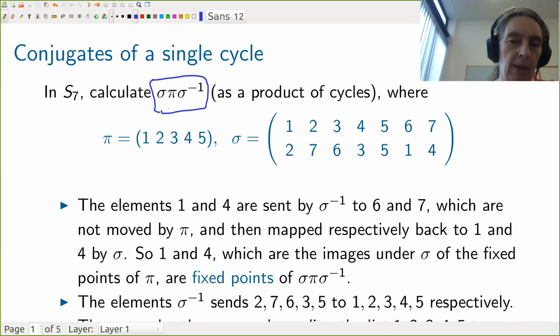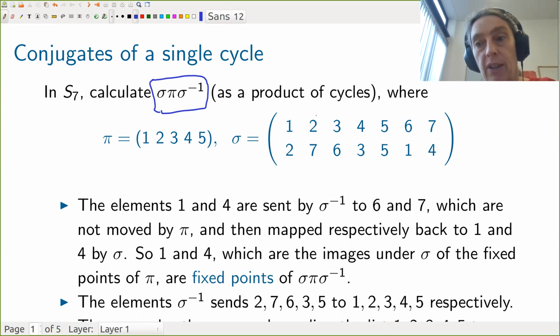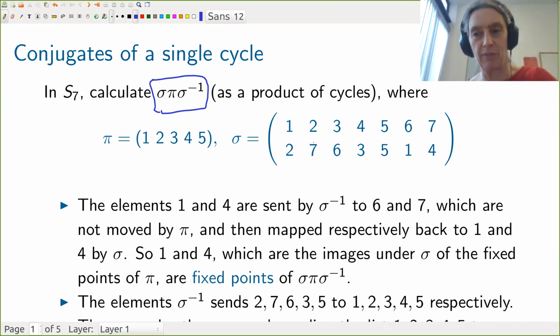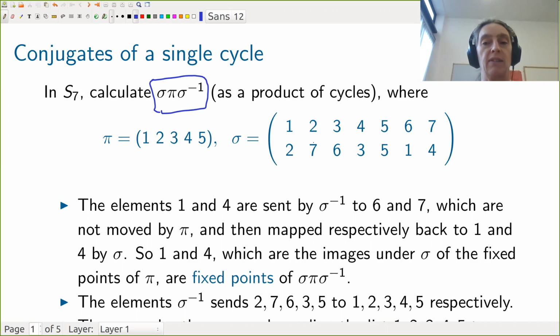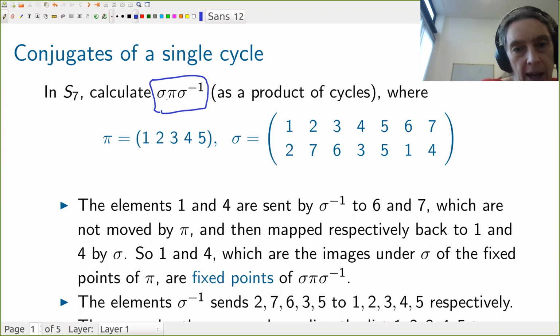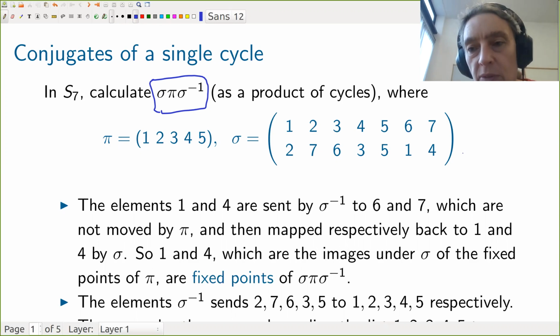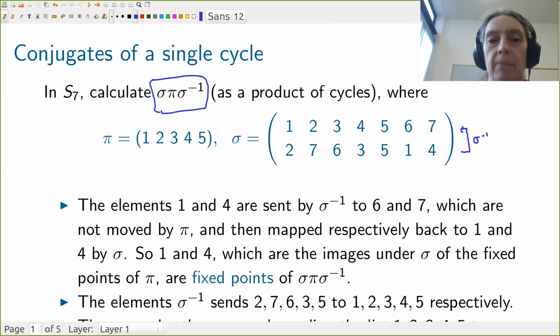Well, let's see. Pi has 5 elements that are cycled around and 2 that are fixed, namely 6 and 7. And here's sigma. It's difficult, since we haven't written it in cycle form. We've just written it in its list format. But if we think about applying sigma inverse, then pi, and then sigma, all the information we need is here. Remember, sigma inverse takes the second row there to the first row, which reverses the work of sigma.